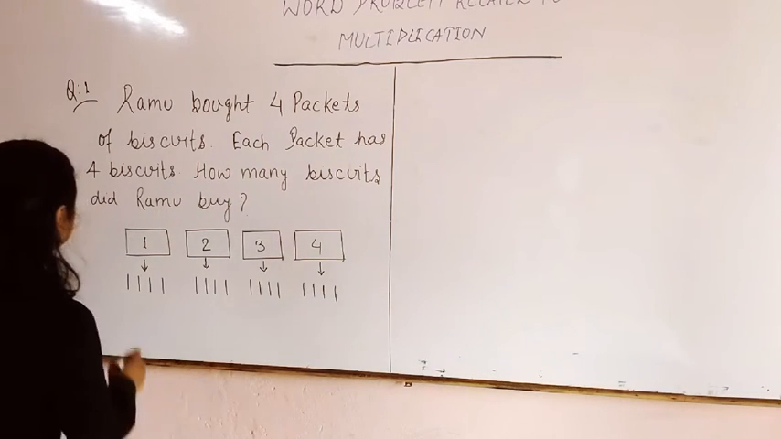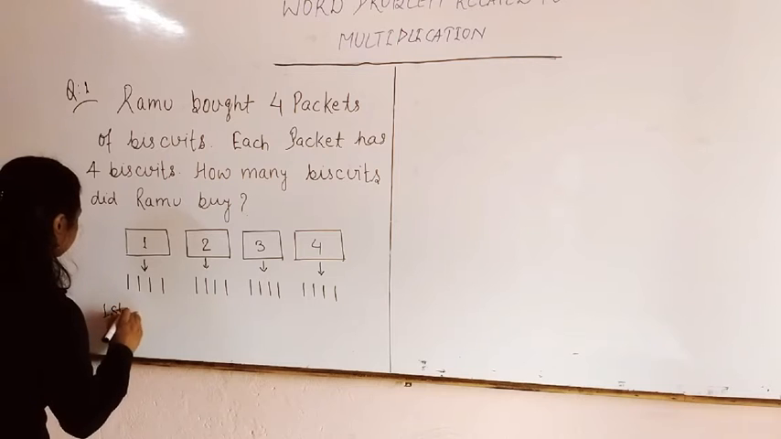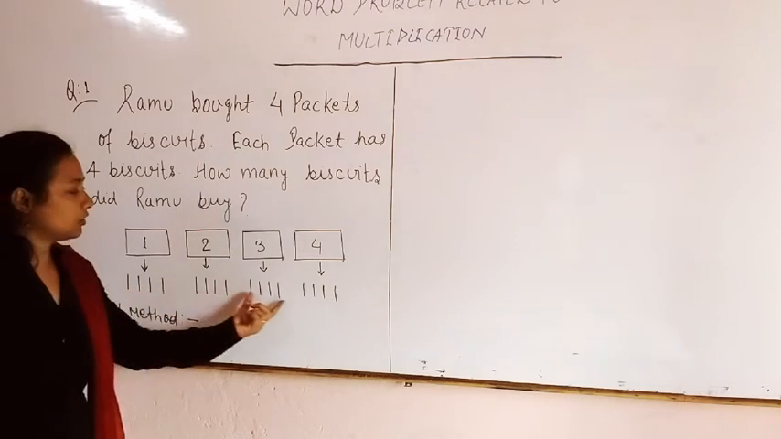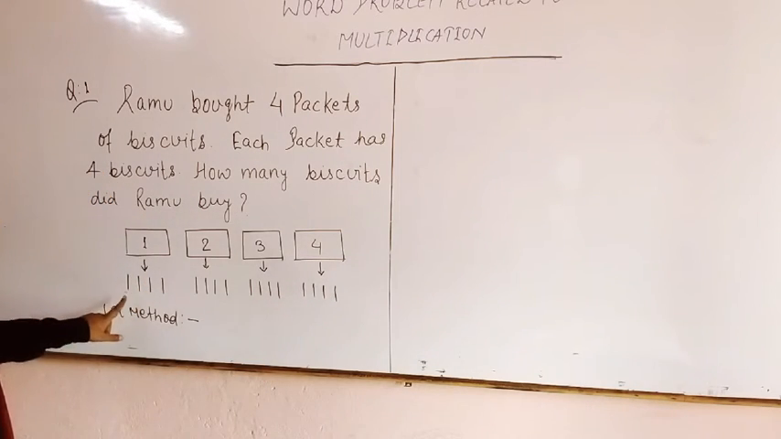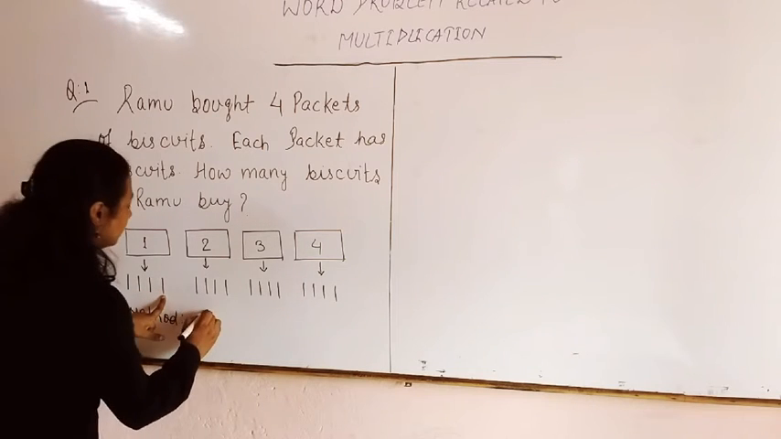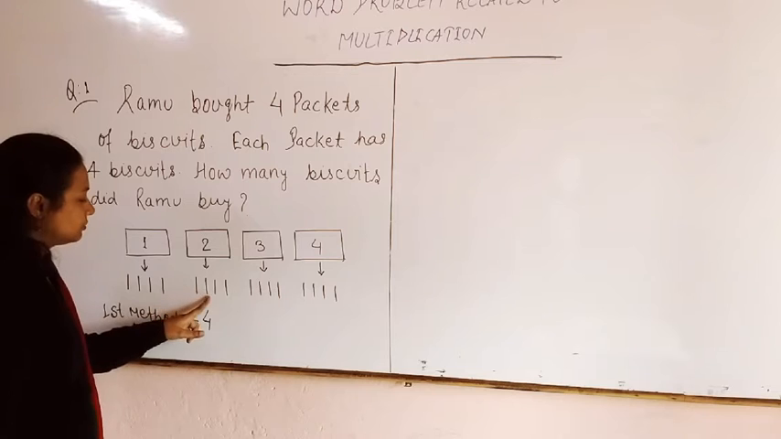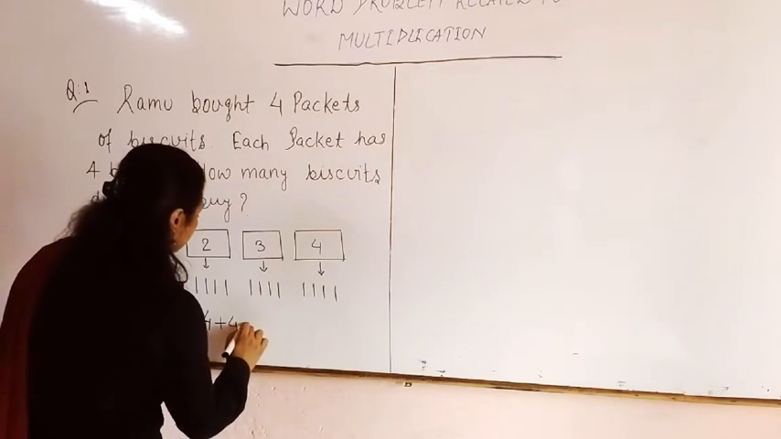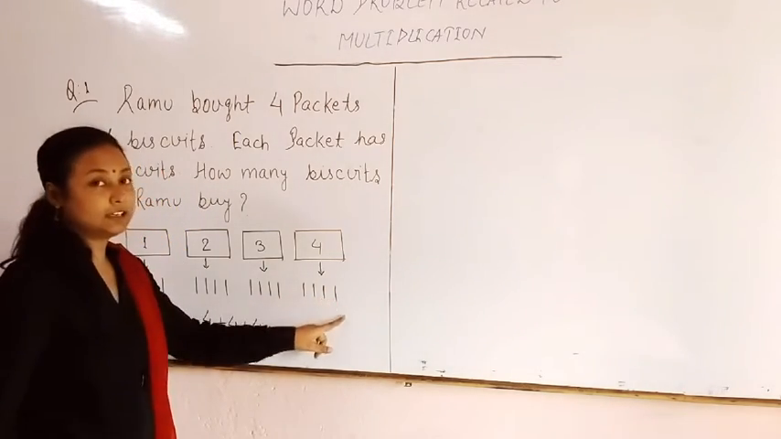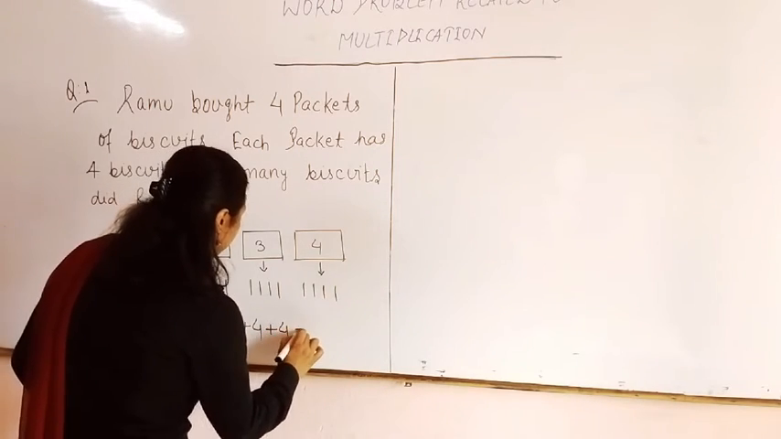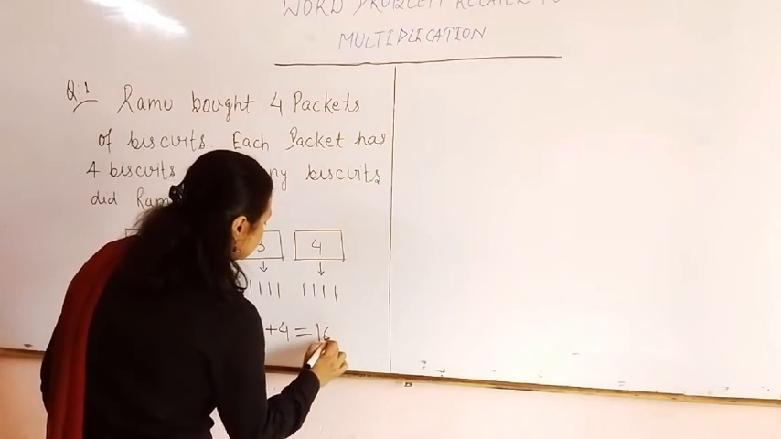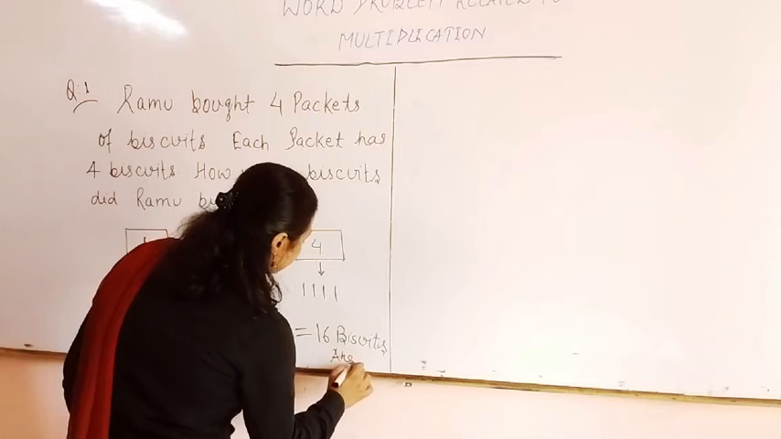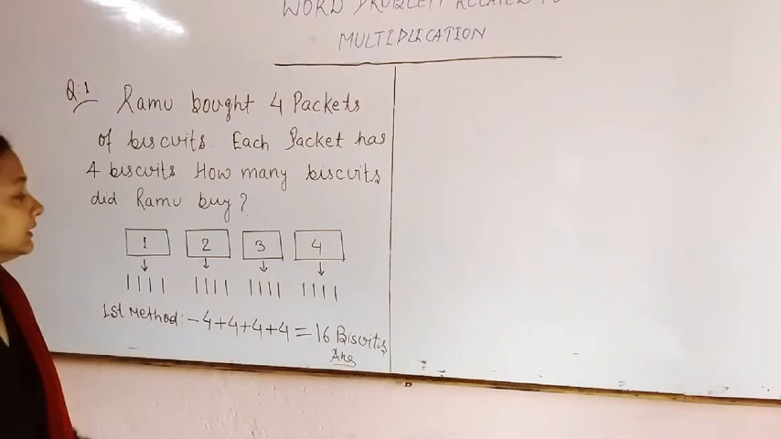Okay, so the first method is that we solve directly. We add all of these. The total number of biscuits: 4. Next one, 4, plus 4. Next one is 4. Next one is 4. So the total number of biscuits is 16. 16 biscuits. This is the right answer. This is the first method. This is the addition method.